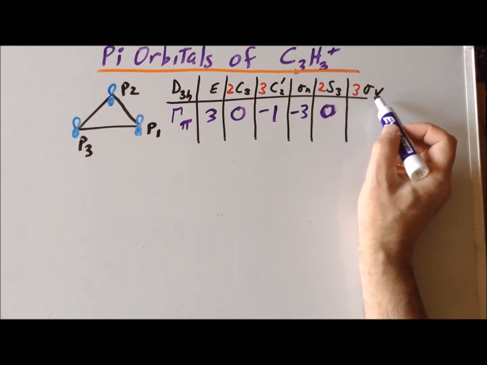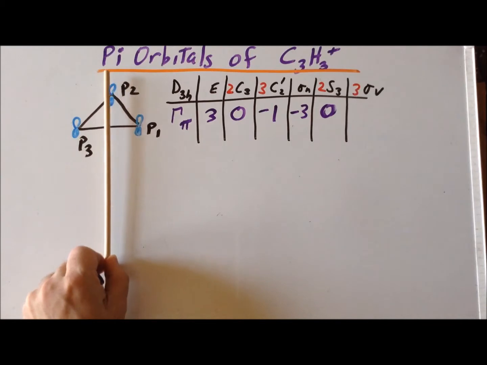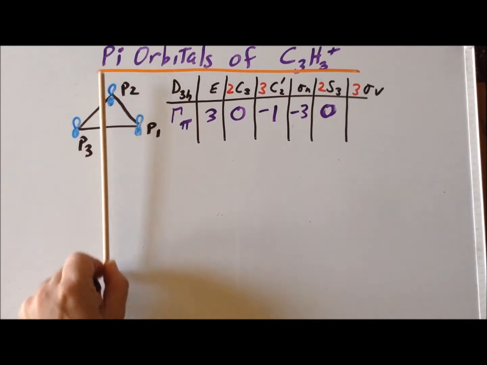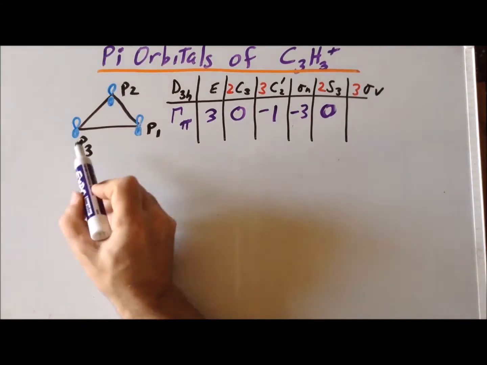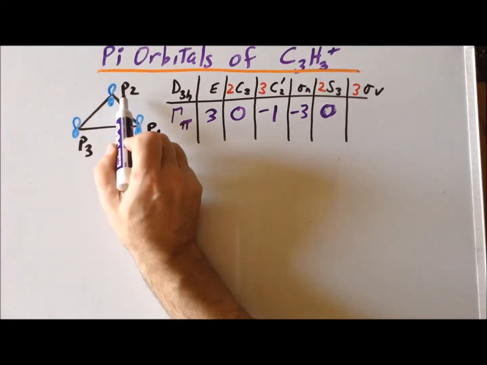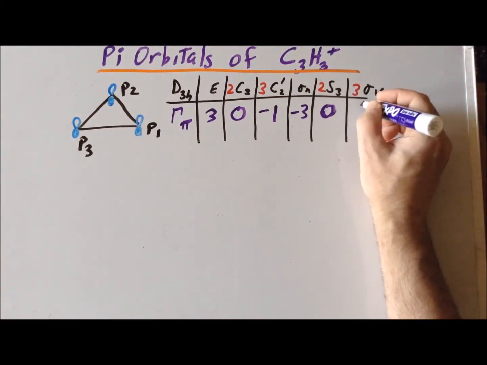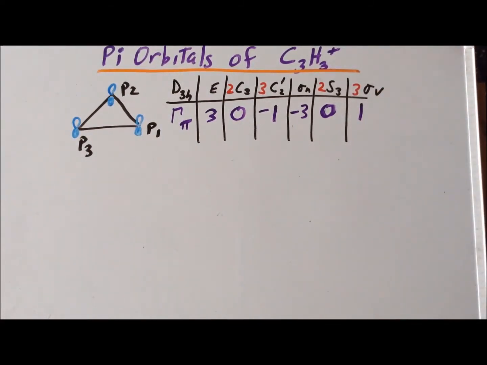Now for sigma V, the vertical mirror, we can think of one of the vertical mirrors as, again, bisecting the triangle, and that takes P3 into P1, P1 into P3, and P2 into P2, so the character for sigma V here is a +1.